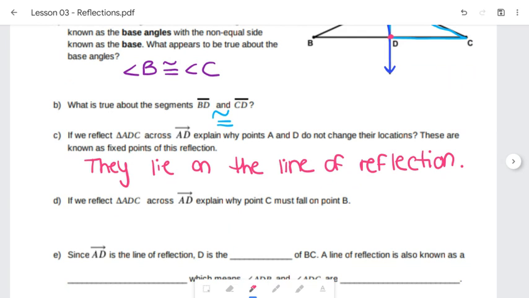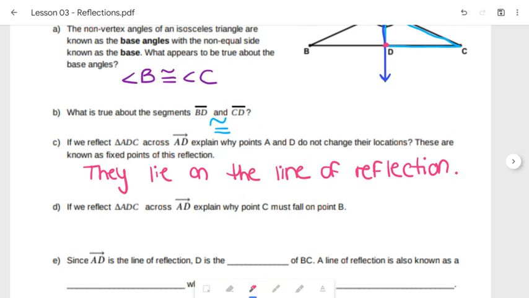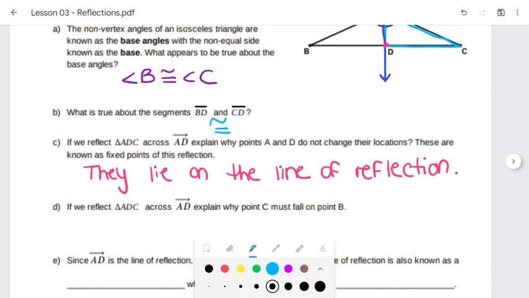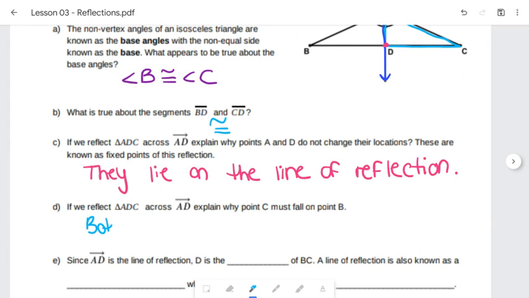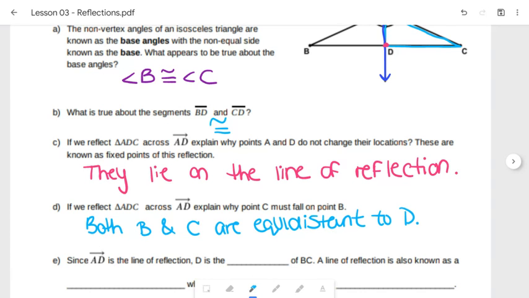If triangle ADC was reflected across AD, explain why the point C must fall on B. Well, we said it before, because BD and DC are congruent. Both B and C are equidistant to D. So both of those points are equidistant from D. D is that midpoint because if we're thinking about what we said before, that's our line of reflection.